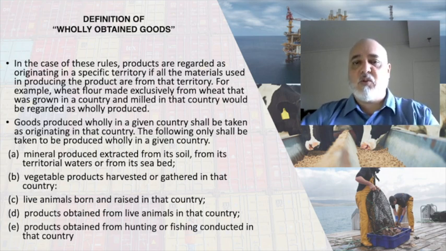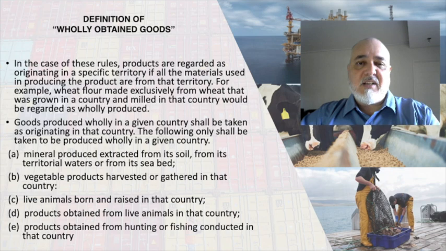In general, wholly obtained goods are products that are naturally occurring or live animals born and raised in a given country. Additionally, they include plants harvested in a given country and minerals extracted or taken in a single country. A good produced wholly in a given country shall be taken as originating in that country.